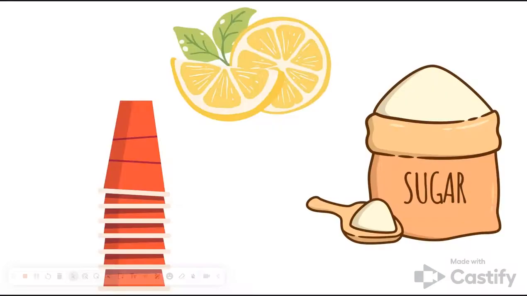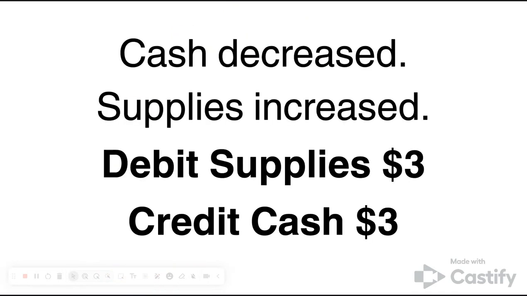Now let's say you buy lemons, sugar, and cups for $3 cash. What happened? Cash decreased and supplies increased. So the journal entry would be debit supplies $3 and credit cash $3. You gave up cash, but you gained supplies. Again, two accounts are affected.